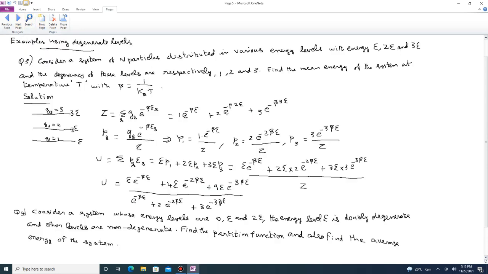Now let us do some problems using degenerate levels. So far we have discussed problems using non-degenerate levels. Now let us apply this formula for finding the average energy for degenerate levels. Now you take a problem. Consider a system of n particles distributed in various energy levels with energy E, 2E and 3E, and the degeneracy of the levels are respectively 1, 2 and 3. Find the mean energy of the system at temperature T with beta is equal to 1 by kT.